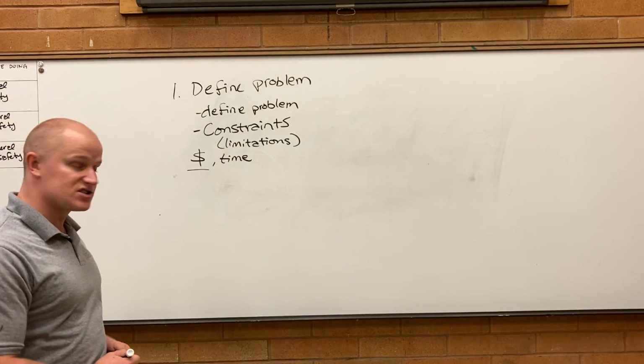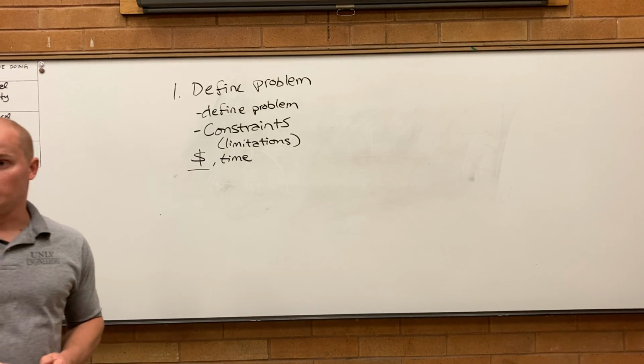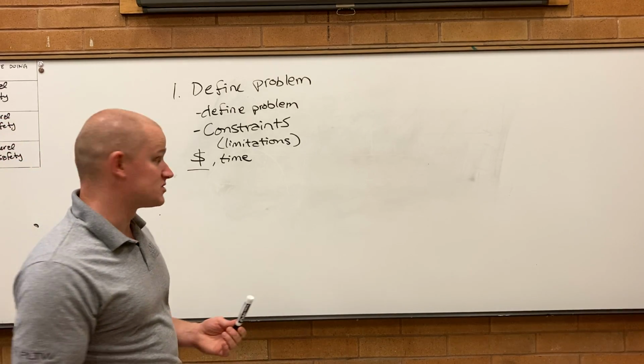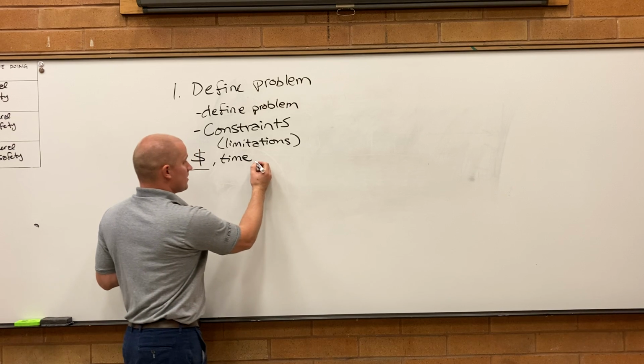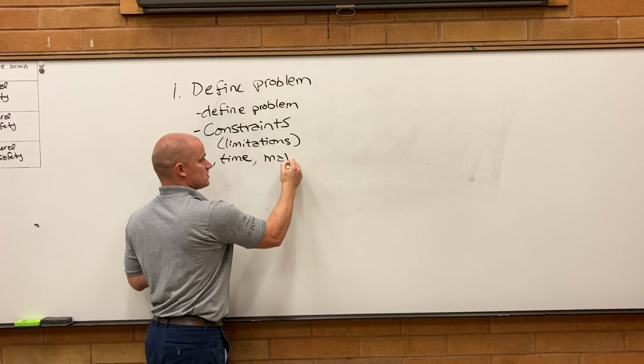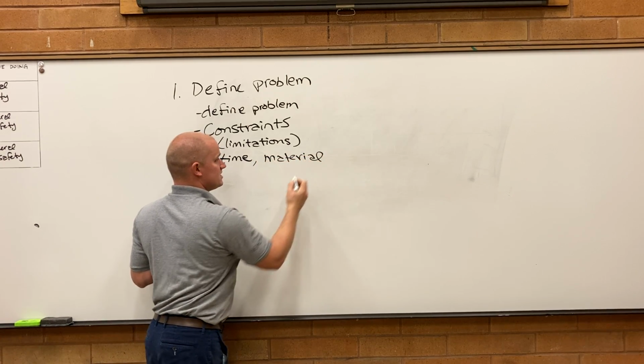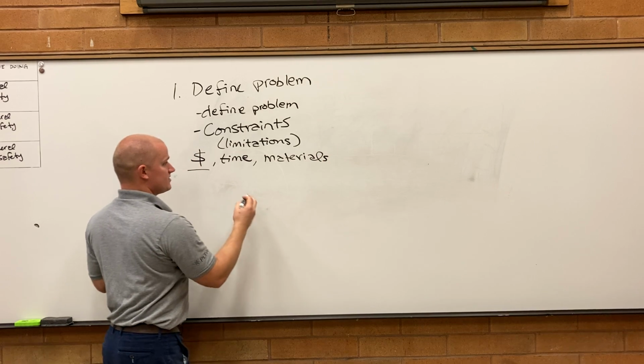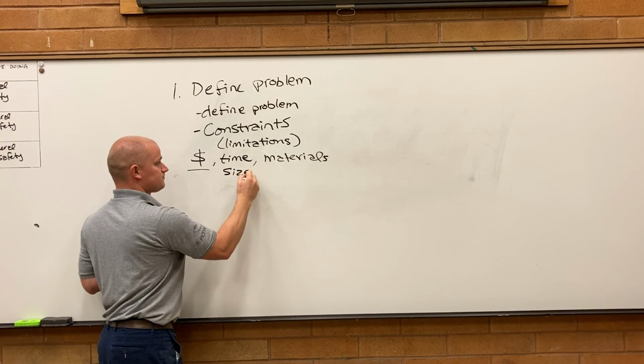If they had 10 years to develop a phone, I'm sure they could come up with something incredible, but 10 years is a long time. So time is huge. Some other ones, material types. I won't go too into detail on these. So there's certain materials that you could have as a constraint. There's size is a constraint.